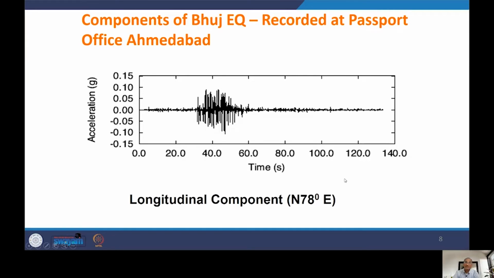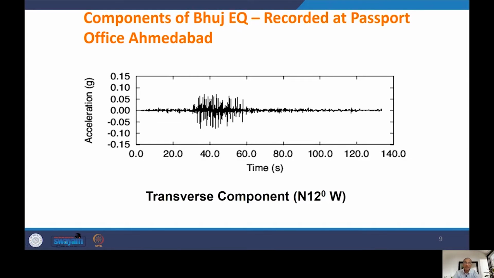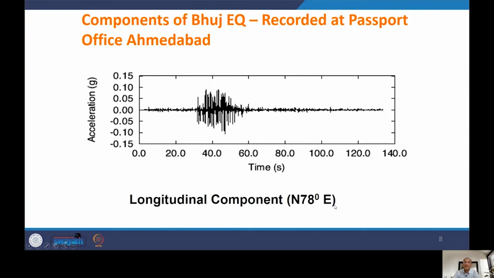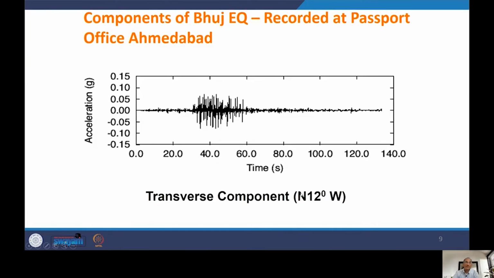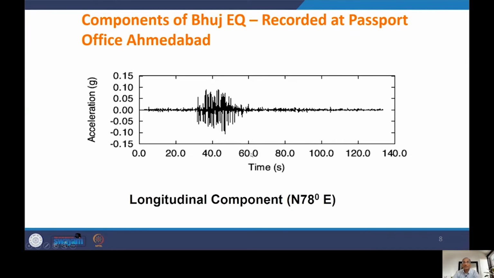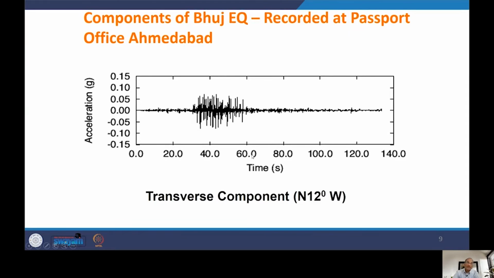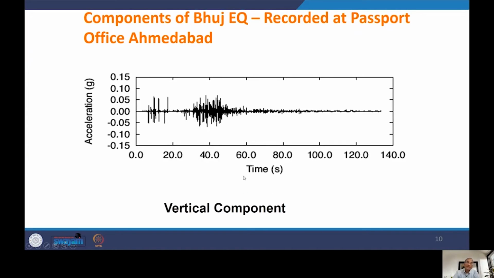Another component for the horizontal direction, that is the lateral or transverse component, is N 12 degree west. That means there will be a 90 degree angle between the previous one and this one. They will be perpendicular to each other, but both will be horizontal. In this case, you again have an acceleration time history, and the peak is less than 0.1. So out of these 2 horizontal components, the longitudinal component will be governing here because it has the higher value. Then the third one is called the vertical component.